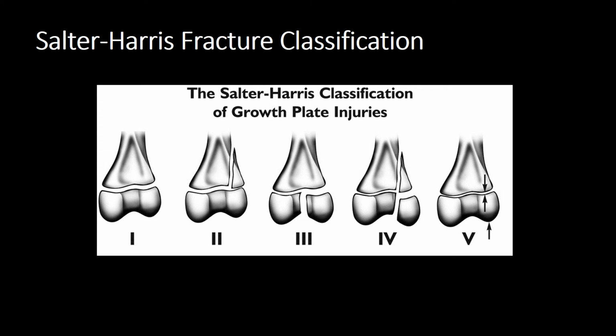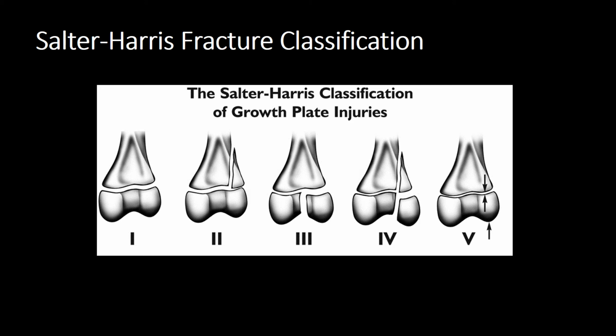Now a Salter-Harris 3 fracture is where you get a fracture through the epiphysis that extends to the physis. It's usually a sagittally orientated fracture. Okay, so a Salter-Harris 4 is where you have a fracture that extends from the metaphysis through the physis and out through the epiphysis. And finally, a Salter-Harris 5 fracture is when the physis is crushed by the metaphysis and epiphysis squashing it together.